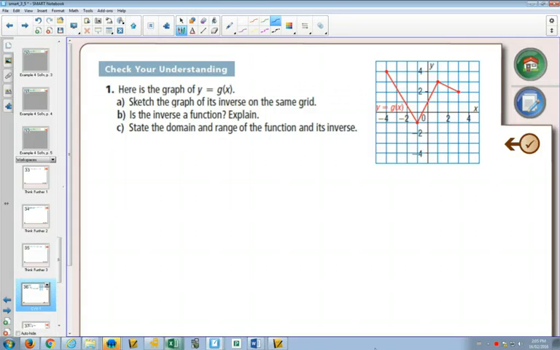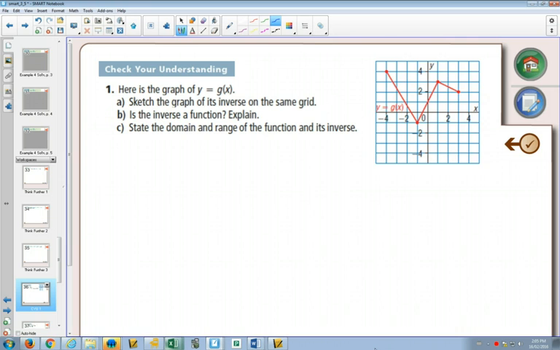So here we have a graph of g of x. We're going to graph the inverse on the same grid. First of all, would you agree that the red graph is a function? If you did a vertical line going through it, you hit 1 point at a time. You never hit 2 points at a time.